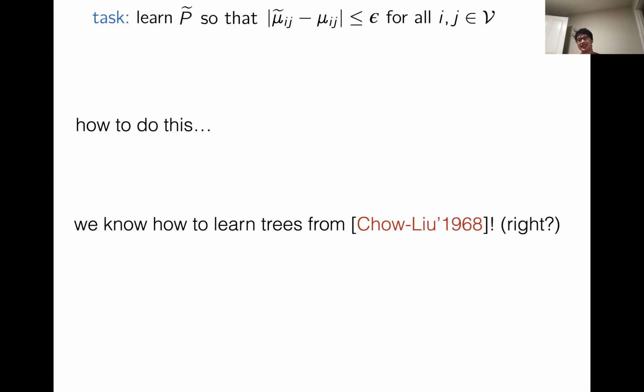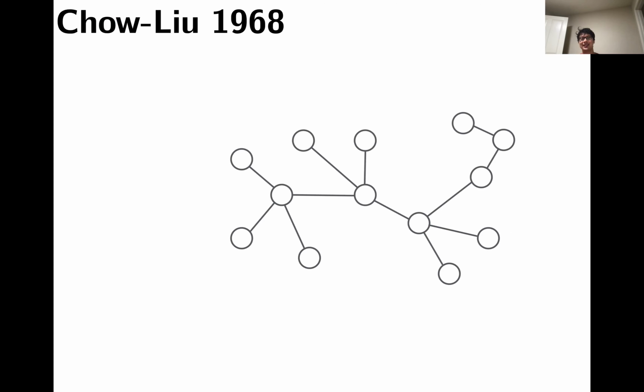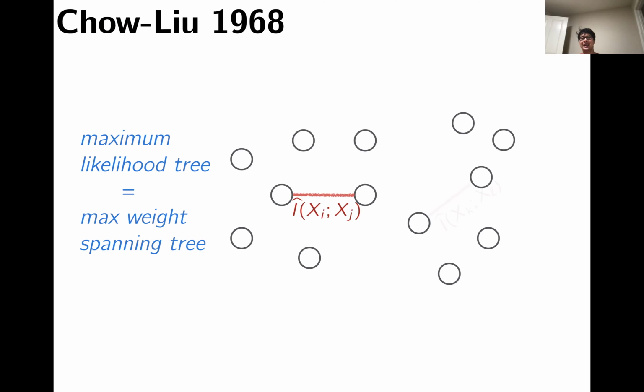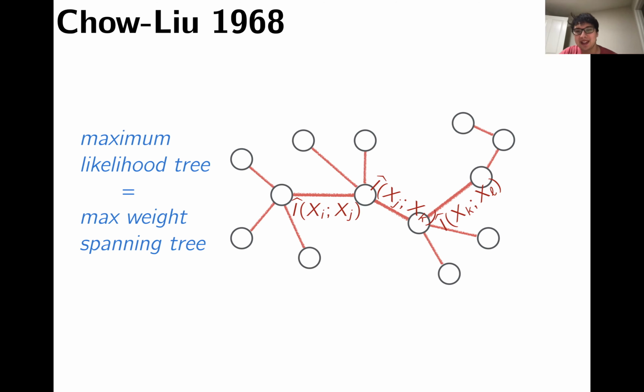Like I mentioned, there's this 1960s algorithm of Chow-Liu. What is this algorithm? It computes basically the empirical mutual information between all of the variables, and then it computes the maximum weight spanning tree over those estimated mutual informations. And it turns out, as Chow-Liu proved, that's the maximum likelihood solution to this problem.